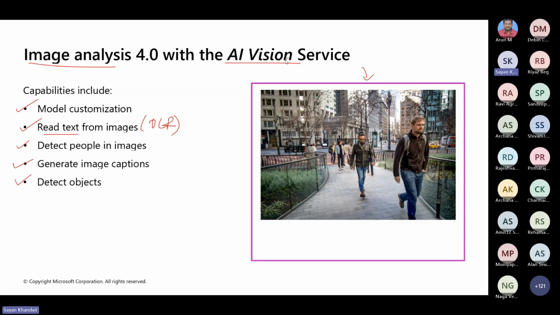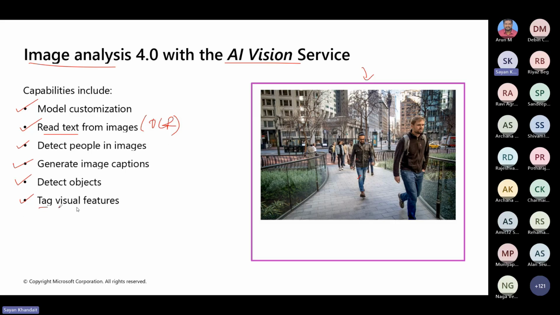Objects in the image can be detected. For example, the different objects present in this image are: there is a street over here, and these persons are wearing jackets and jeans. Okay, so these will be some of the common objects detected. Tags associated will be present as well.